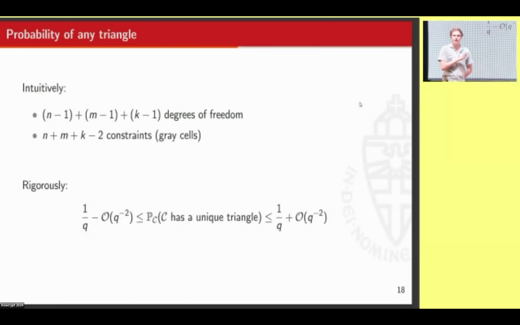Rigorously, we can show that indeed the tensor C has a unique triangle with probability 1 over q, bounded above and below by plus or minus 1 over q squared, or at least big O of. So we're in quite a good situation now. Well, the triangle doesn't always exist, but we have a good bound on the probability, and then it's also unique.